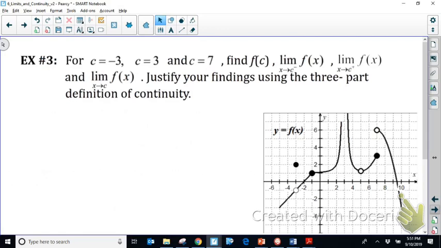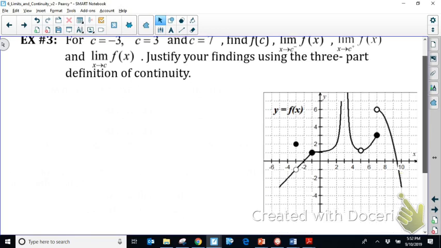So here we're going to be taking a look at a piecewise function, and we're going to evaluate it for 3 different values of c: -3, +3, and +7. What we're being asked to do is very similar to the table that you saw in the beginning of the first video. We're going to say, okay, what is the function as we evaluate it for that value? What are the left and right hand limits? That will tell me what the general limit is. And with that information, I will be able to tell if there is continuity at that point or not.